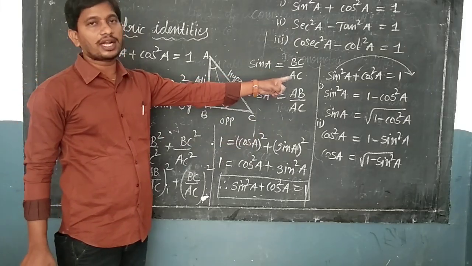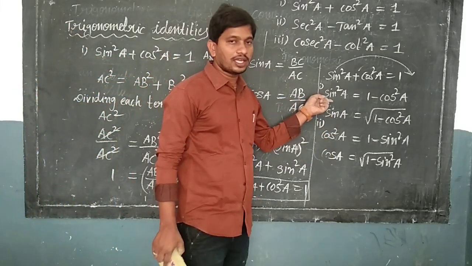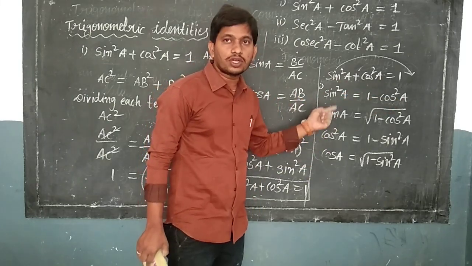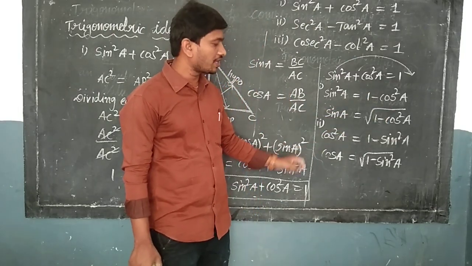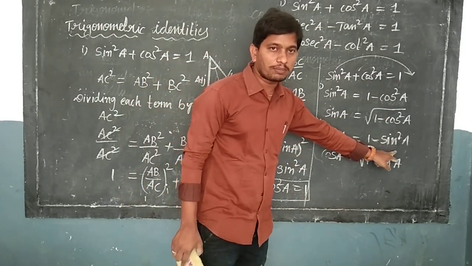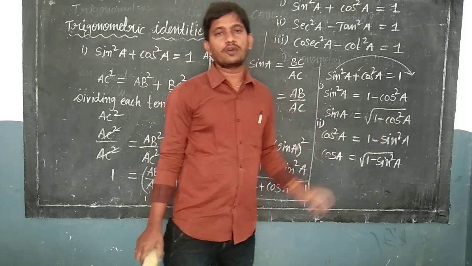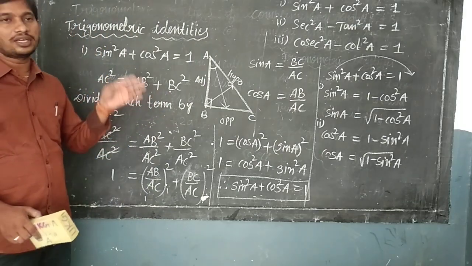From the first trigonometric identity, we derived two formulas. Sin square A equal to 1 minus cos square A, so sin A equal to root over 1 minus cos square A. And the second one is cos square A equal to 1 minus sin square A, and cos A equal to square root of 1 minus sin square A. This is our first trigonometric identity.